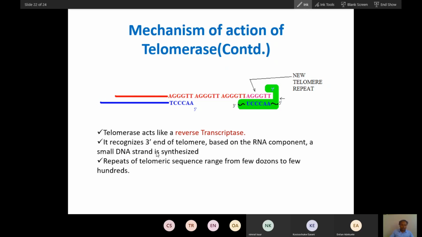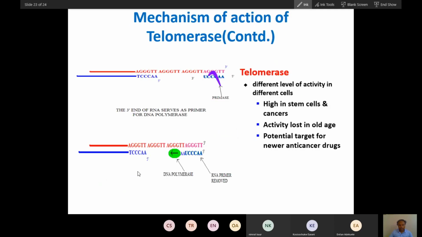Now it recognizes the 3' end of telomeres based on its RNA component. A small DNA strand is synthesized, as I have shown. Repeats of the telomeric sequence range from a few dozen to a few hundred, and that makes the cell capable. And you can see here, after this one strand is synthesized, after this 3' strand is synthesized, then what will happen?